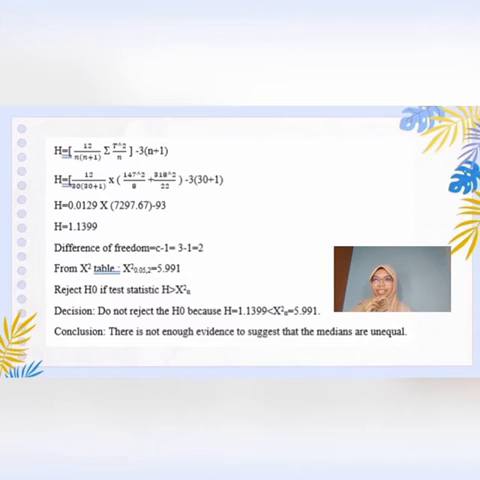After that, the H test statistic is computed based on this formula, and we get 1.1399. From the chi-square table, at the 5% level of significance and degrees of freedom C-1 equal to 2, the chi-square value is 5.991. We should reject the null hypothesis if the H statistic is larger than the chi-square value. Since the H statistic is smaller than the chi-square value, our decision is to not reject the null hypothesis. The conclusion for this test is that there is not enough evidence to suggest that the medians are unequal.